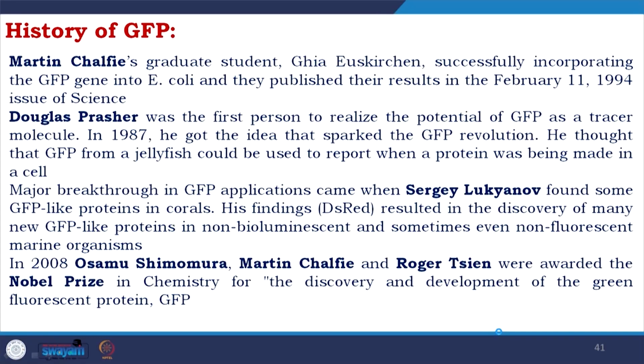In 2008, Osamu Shimomura, Martin Chalfie and Roger Tsien were awarded the Nobel Prize in Chemistry for the discovery and development of the green fluorescence protein.